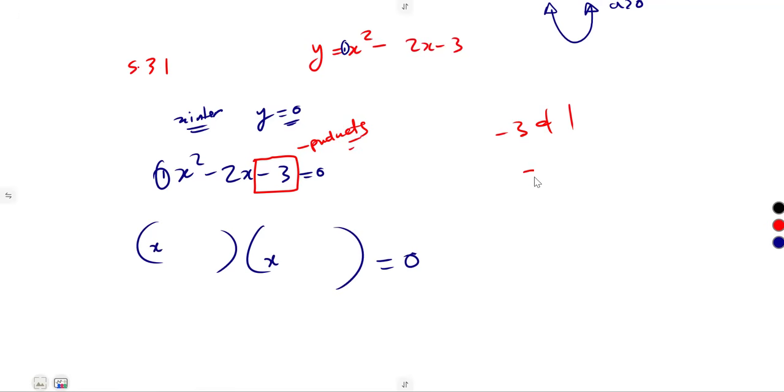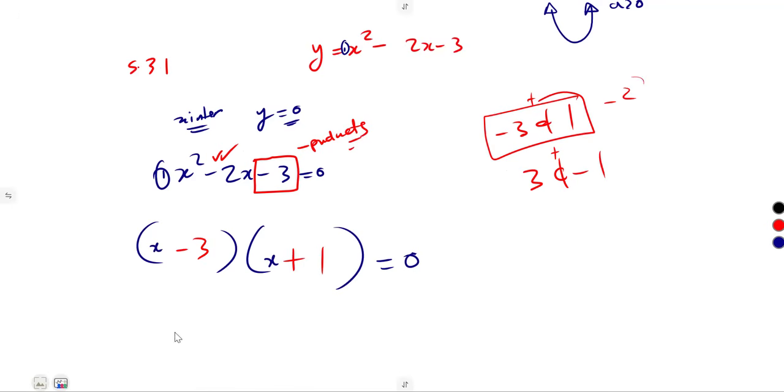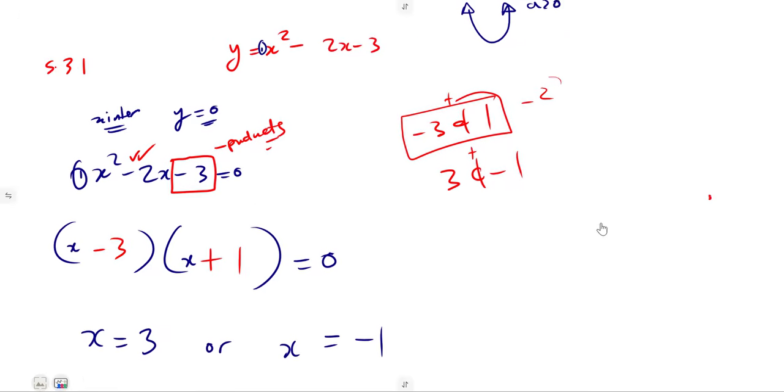That's -3 and 1, 3 and -1. But when you add, you must get -2. So this is the one. If you add this, you're going to get -2. So that's -3 plus 1. So we can solve for x. -3 to the other side is going to be positive. 1 to the other side is going to be what? A negative. So those are the intercepts, the x-intercepts.